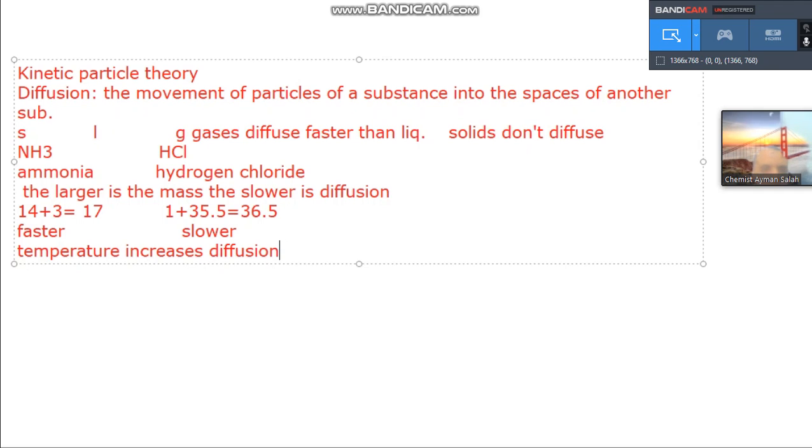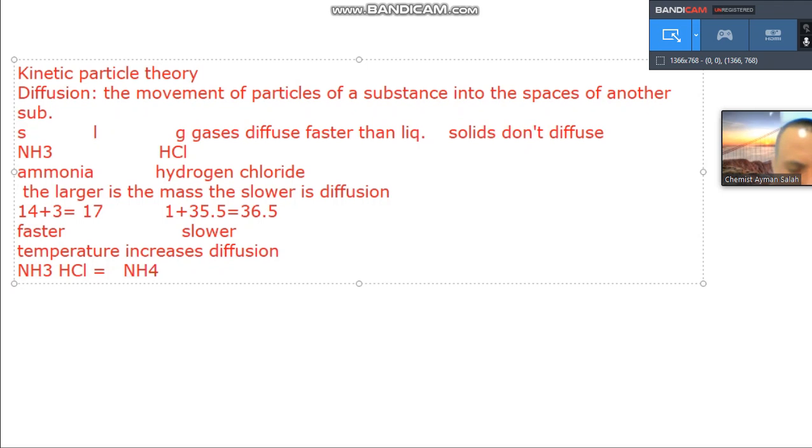Now, the interaction between ammonia and hydrogen chloride, or hydrochloric acid. If we react them, NH3 plus HCl will give ammonium chloride, NH4Cl.